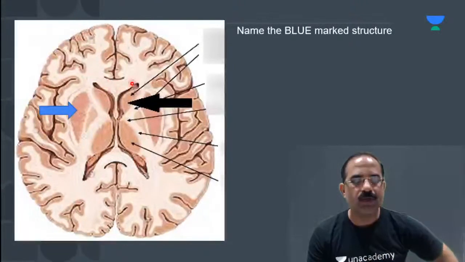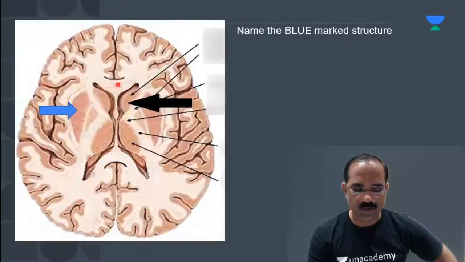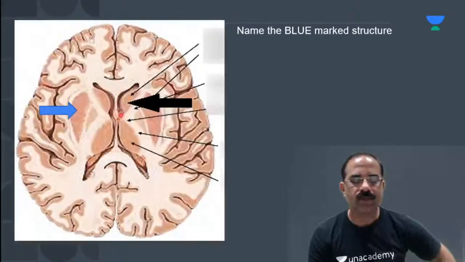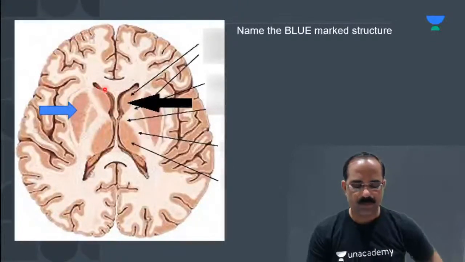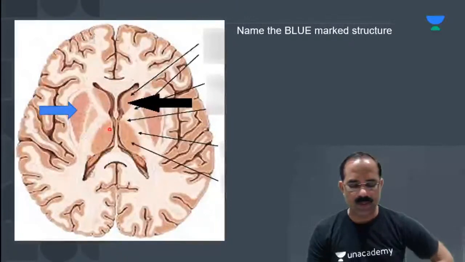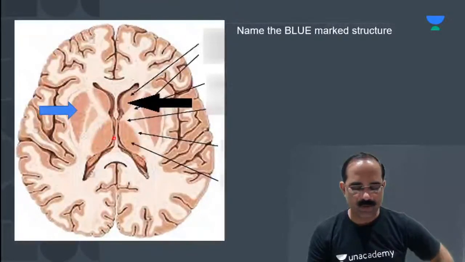Now what is this? This is the corpus callosum. That's the septum pellucidum. That's the fornix. That's the lateral ventricle. What is this? This is a caudate nucleus. What is this? This is the thalamus. Caudate nucleus, thalamus. What is this? This is the lentiform nucleus.